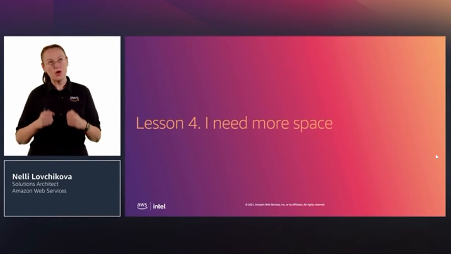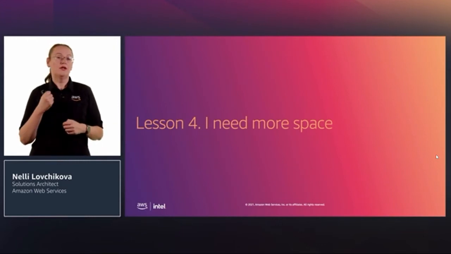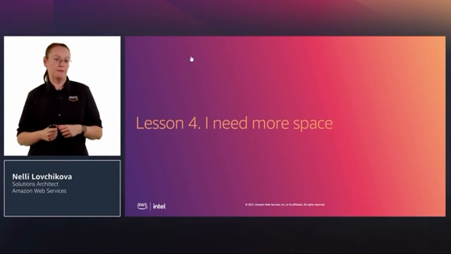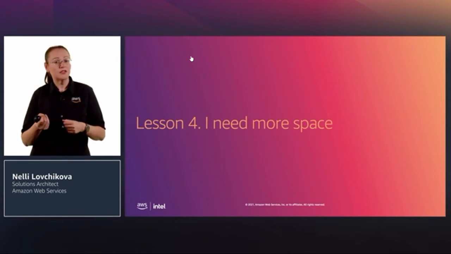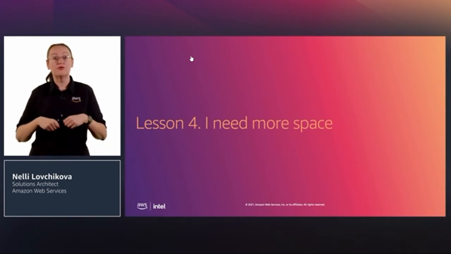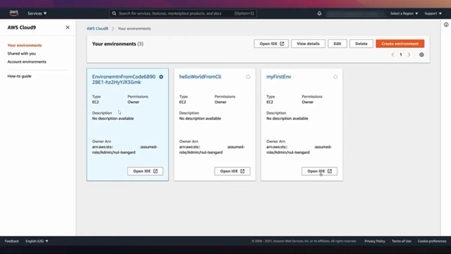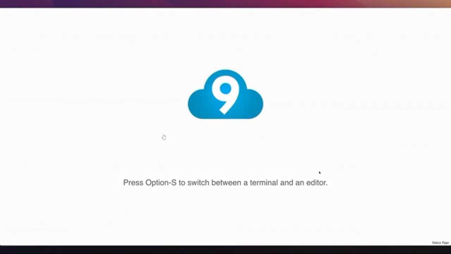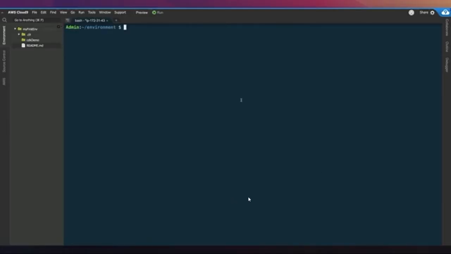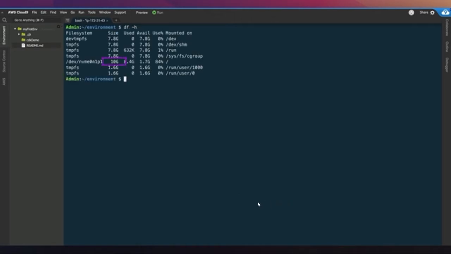Not only memory or CPU can be added. You can have more space. You can do it from instance settings. But you can as well just run a command from inside of your environment, and I'll show you how. Let me open my environment and find out how much storage I have. I'm going to use the df command to check the disk space. So there we go, I have a 10 gigabytes drive.